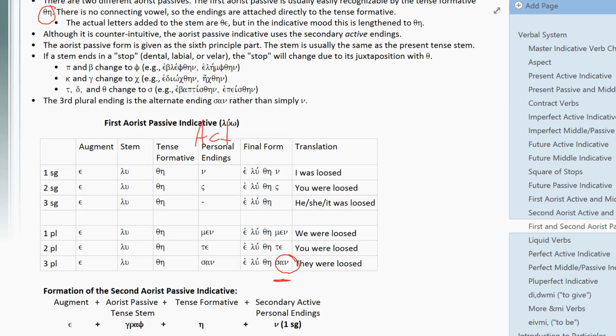The translation, I was loosed, you were loosed, so it's still going to be perfective aspect, viewing the action as a whole, and then it's going to be in the passive voice, our English passive.